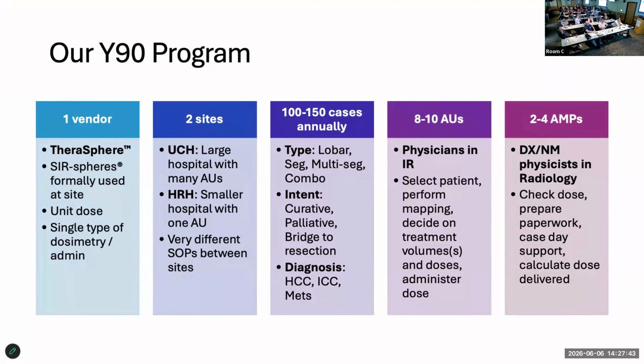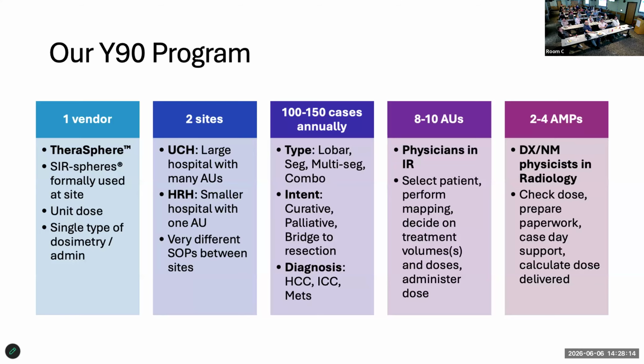Okay, so our approach to Y90, and this is our program that we support both at the University of Colorado Hospital and Highlands Ranch Hospital. We have one current vendor. We used to have SurSpheres as well. However, I believe we ceased using them about 6 years ago due to physician preference. We also do a single type of dosimetry and administration, meaning we don't have different physicians doing things differently. There's one checklist for TheraSphere, and that's all there is.